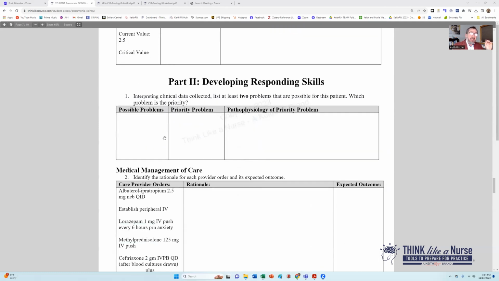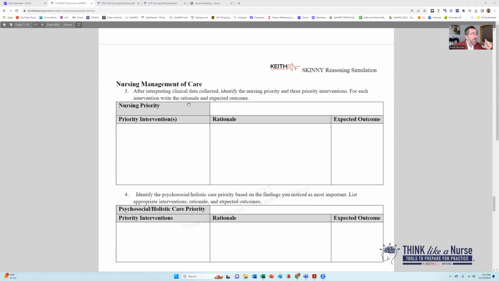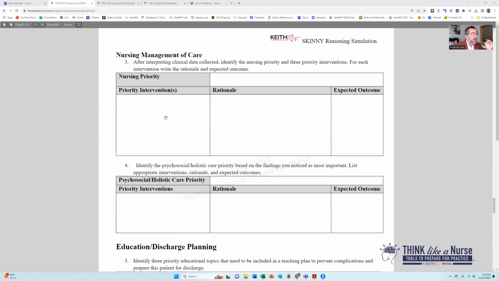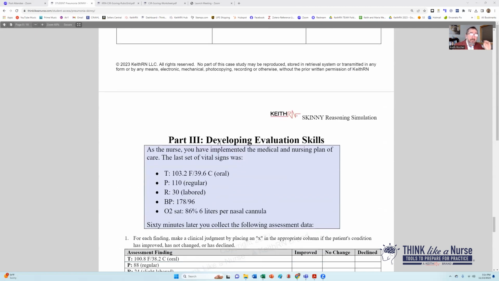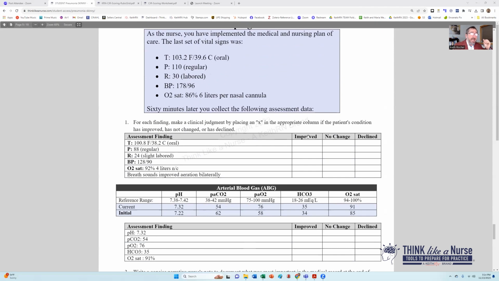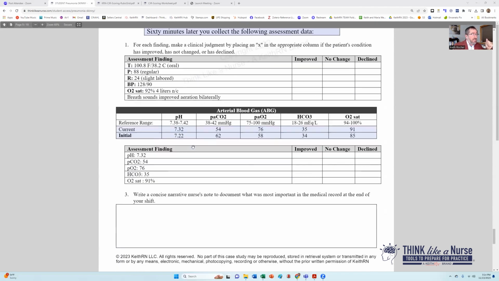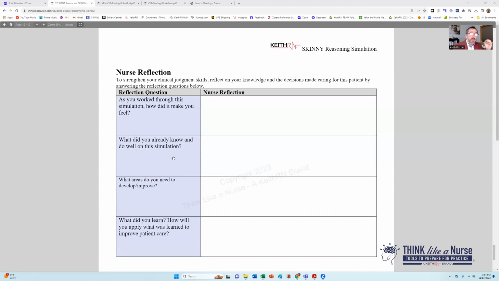Then we go to the responding skills of what are the possible problems? What's the priority problem? Here's your medical plan of care, rationale, expected outcome for each medication and treatment. Do your students understand what that notices, what that means? Then your nursing management of care, the priority intervention, etc., holistic care, the educational priority, and then the evaluation with the patient's new data 2 hours later. You're actually 60 minutes later, you have this data. You see the temperature is still high, the heart rate is still too high, etc. And again, making those distinctions of where we're going, as well as our current set of ABGs, and then a narrative note, and then we close with reflection on the student's thinking.